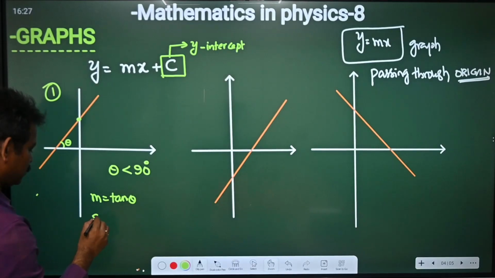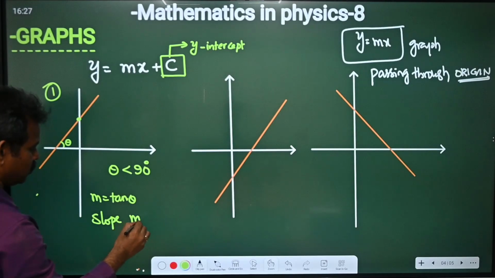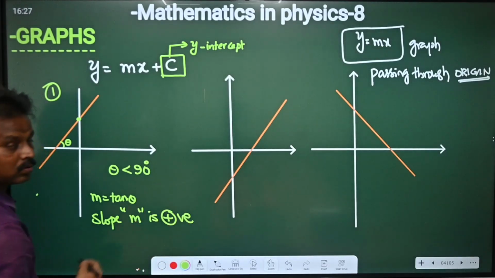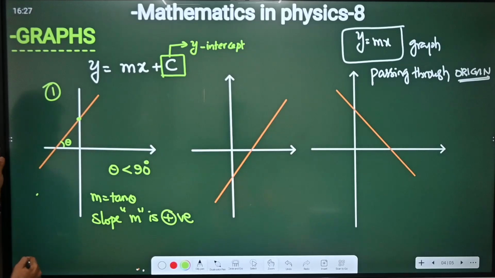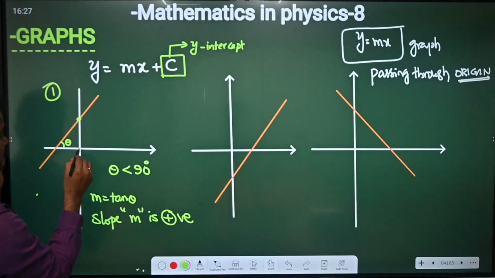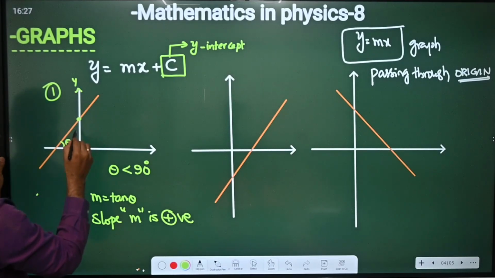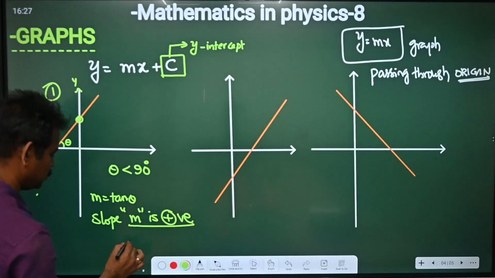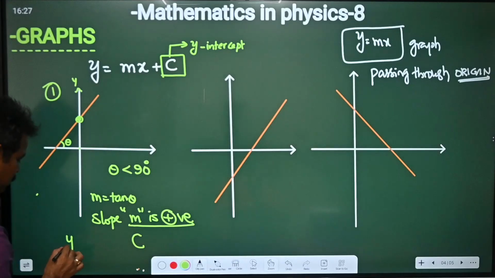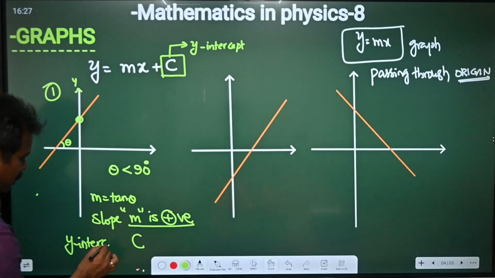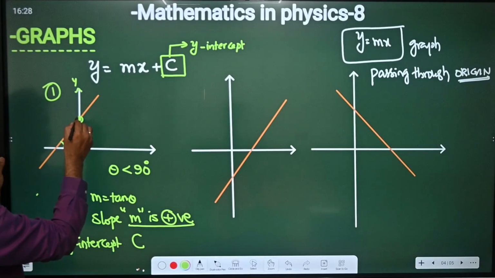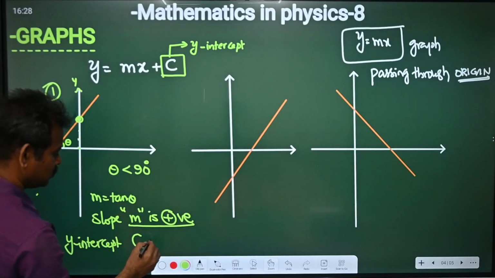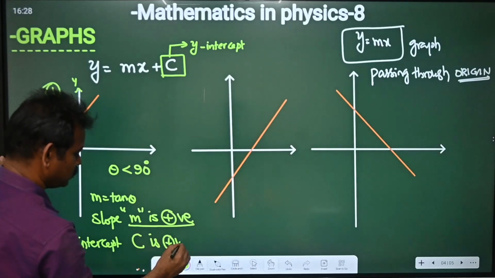In the first graph, slope m is positive. Slope of the graph is positive and the y-intercept, as it is the origin, this is the y-axis, so here is a positive y-intercept. So slope is positive and y-intercept is also positive because this graph is intersecting the y-axis at a positive value. This is 0, plus 1, plus 2, plus 3 like that. So C is also positive.